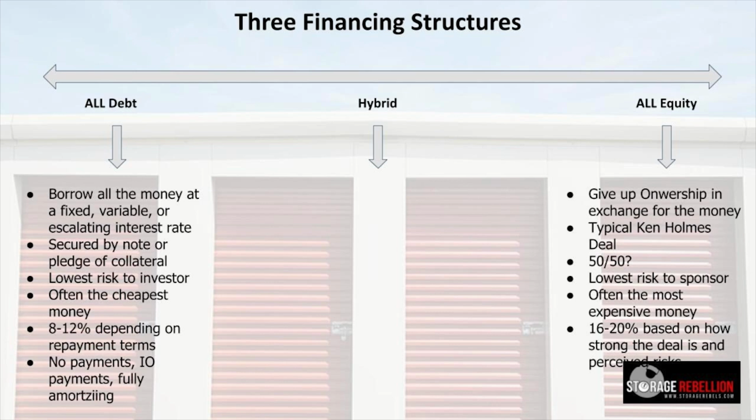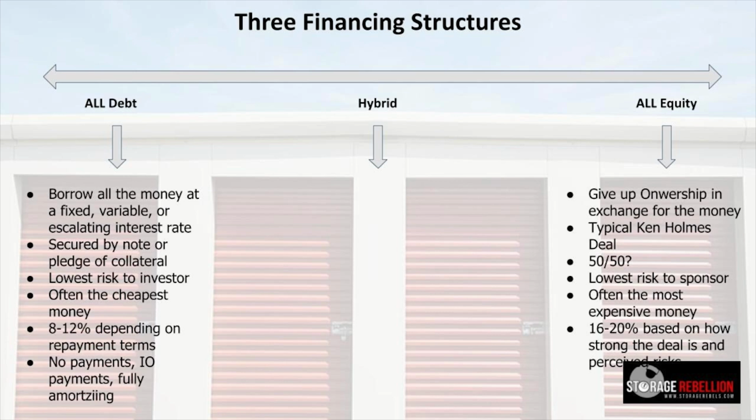The debt side we just talked about is lowest risk to the investor, greatest risk to me as the owner of the property. On the far end of the spectrum, the equity side is the highest risk to the investor and potentially the lowest risk to me as the principal of the property, the owner. Does that make sense? Okay, good. So on this end of the spectrum is the equity. This is where you give up ownership in exchange for the money.